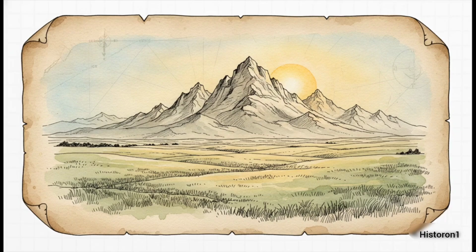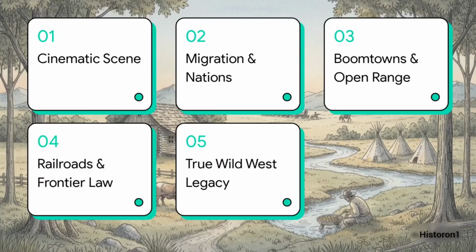And to guide us through this real history, we're going to use this really cool imagery of glowing, animated parchment maps. So, think of this agenda as our animated parchment map for the day. We'll be covering setting a cinematic frontier scene, migration and Native American nations, boomtowns and the open range, iron horses and frontier law, and finally, the true Wild West legacy.